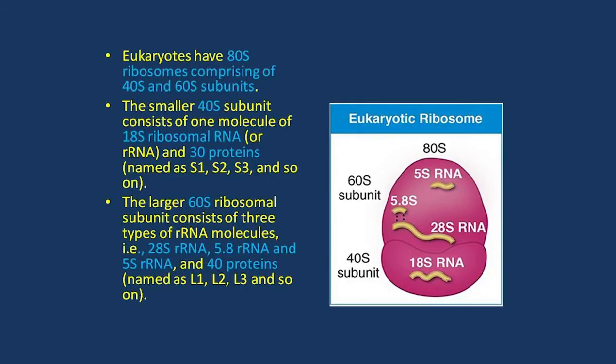Eukaryotic ribosomes are of the 80S type, comprising two subunits, 40S and 60S. The smaller 40S subunit consists of one molecule of 18S ribosomal RNA and 30 proteins named S1, S2, S3, and so on. The larger 60S ribosomal subunit consists of three types of ribosomal RNA, 28S, 5.8S, and 5S ribosomal RNA, and 40 different proteins which are named L1, L2, L3, and so on.